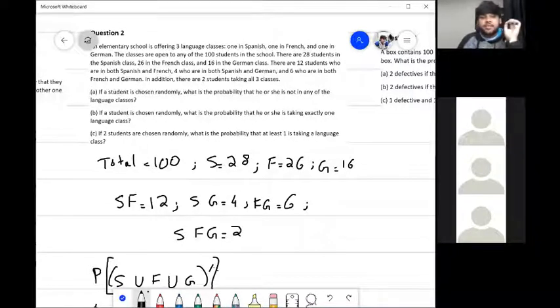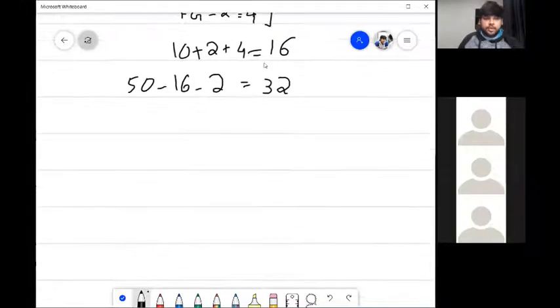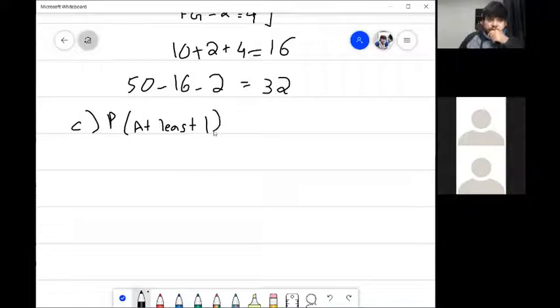So part C says, if two students are chosen randomly, what is the probability that at least one is taking a language class? Right, okay, so this will be the answer. Now they've changed it up a bit. Now they're saying, what's the probability of at least one student taking a course?